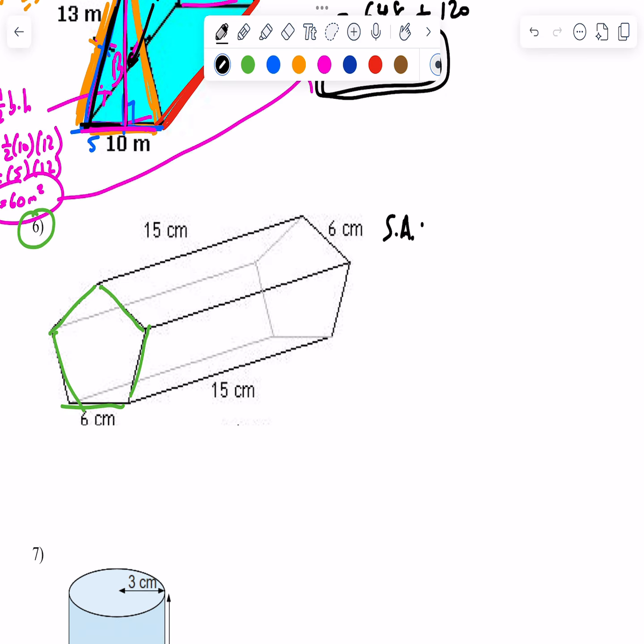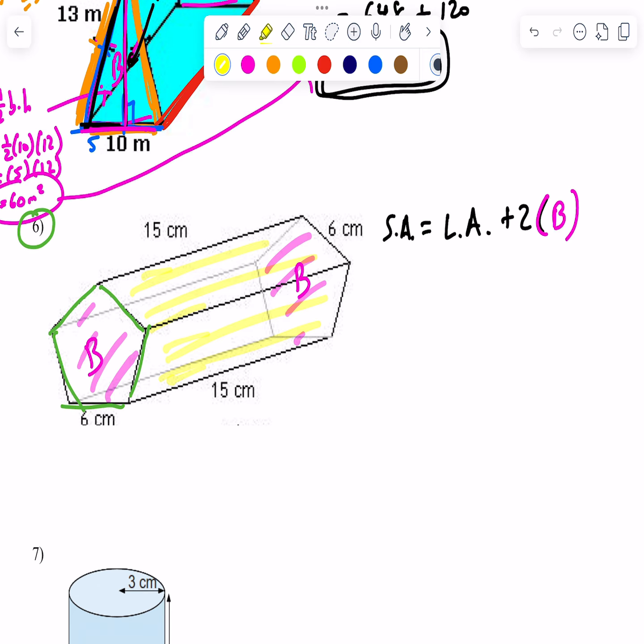So surface area equals lateral area plus the 2 bases. But what's the difference here? The base is here. We got a pentagon in the front, pentagon in the back. So our bases are pentagons. We got to be careful. Okay? Again, our lateral area is all this stuff in the side that we're basically just going to unwrap. So the formula again is the lateral area is just the perimeter of the base shape times the height.